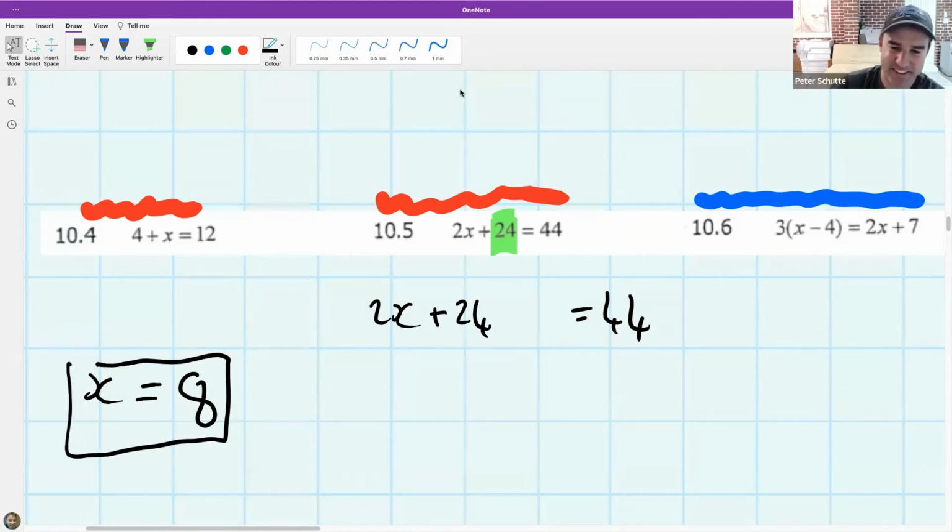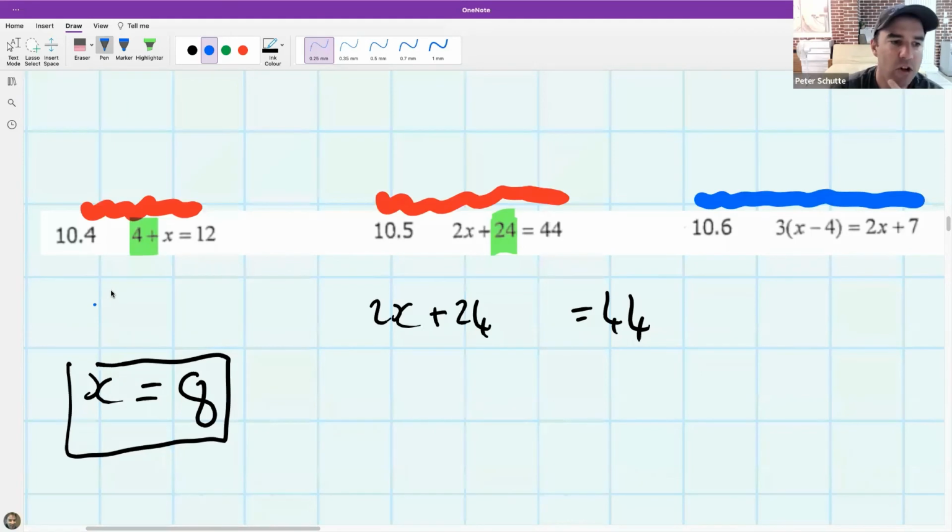Sir, I don't understand 10.4. So 10.4 is just to say, can you see my headache in 10.4 is plus 4. So I've got 4 plus x. And the opposite operation of adding 4, what do you think it is? If I said to you, you add 4, what is the opposite of adding 4? It would be subtracting 4. So if you add 4, the opposite is to subtract 4.